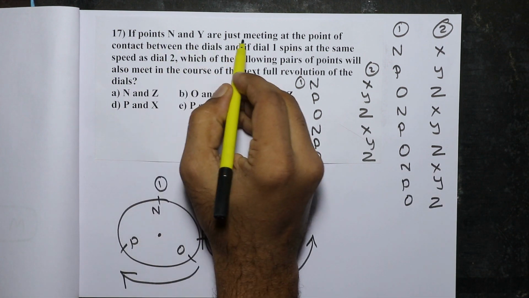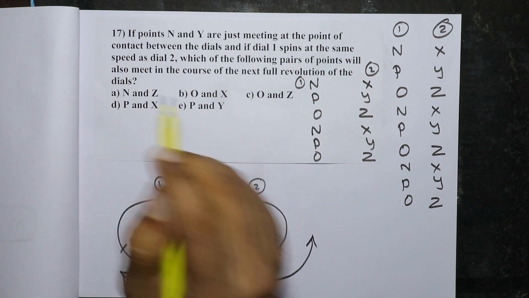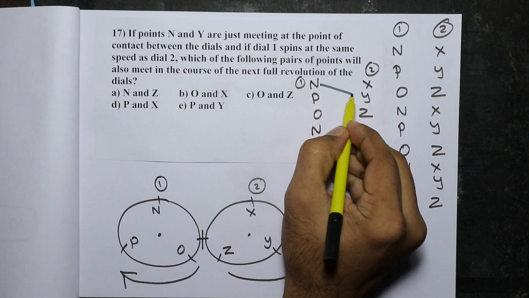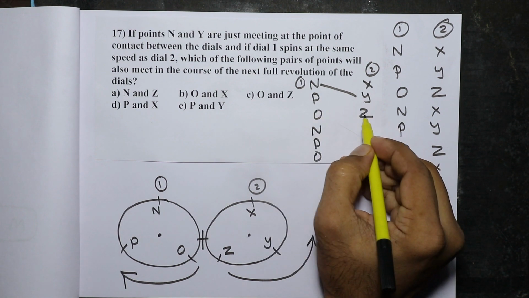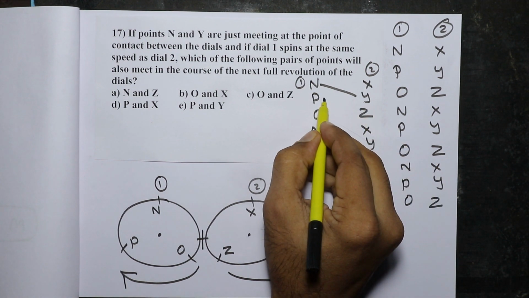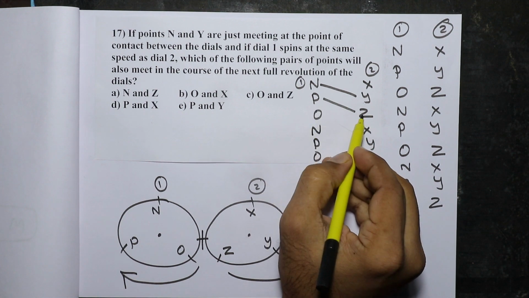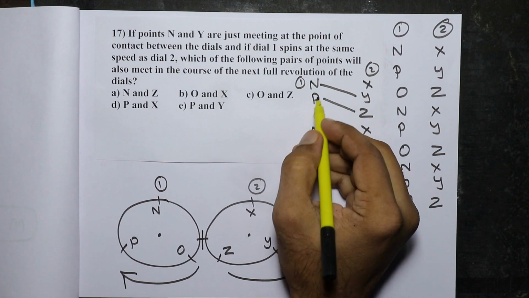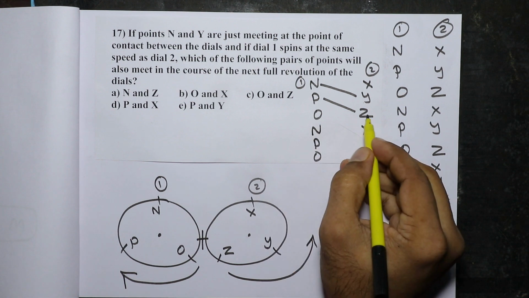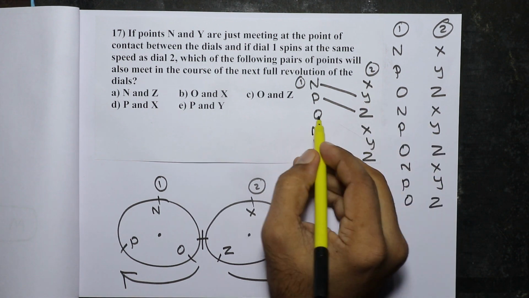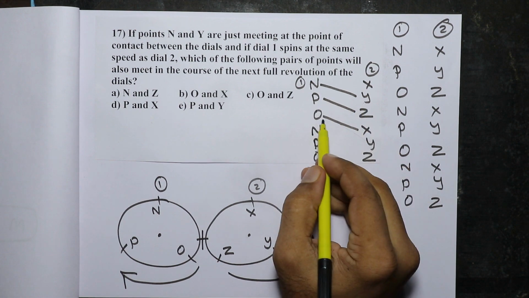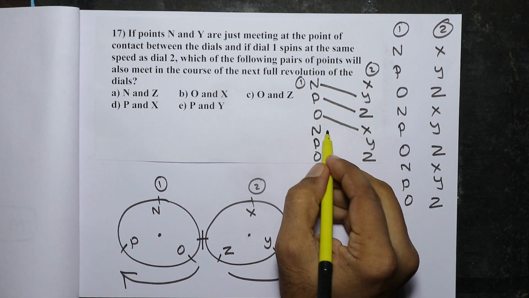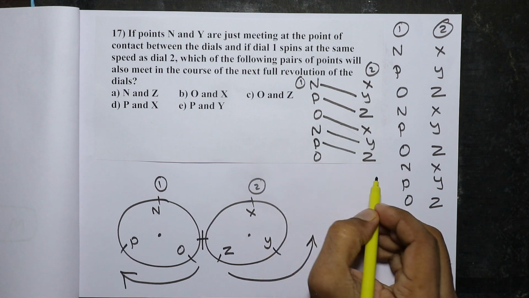points N and Y are meeting at the point of contact. So N and Y. So next point on dial 1 will be P and the next will be Z. So the next meeting will be between P and Z. Again the next point will be O and the next point for dial 2 will be X. So O and X. So NY, PZ, OX like that. Again it will be NY, PZ then OX.